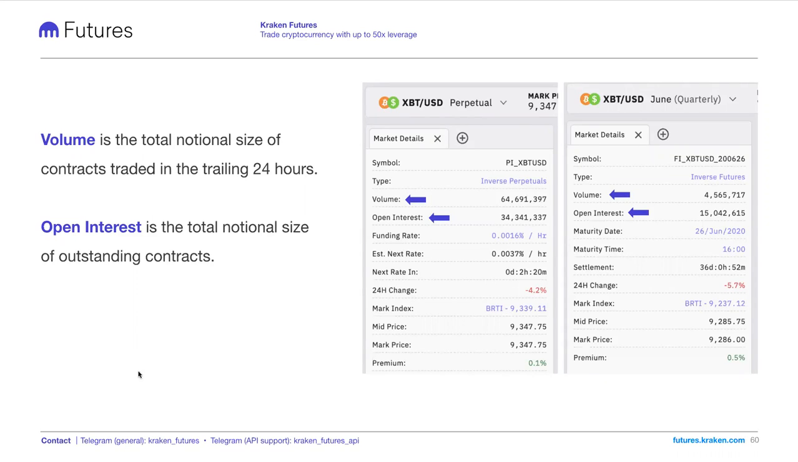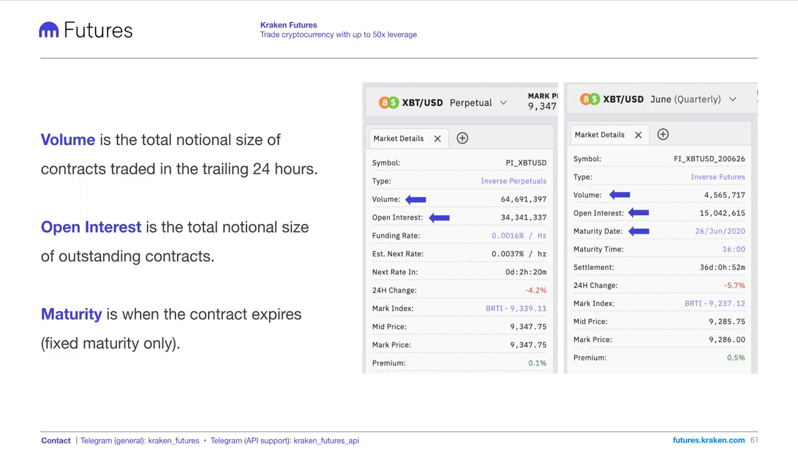So volume is the total notional size of contracts traded in the trailing 24 hours. And open interest is the total notional size of outstanding contracts. So when you see open interest, that means in this snapshot, there are exactly $34 million worth of contracts long and $34 million worth of contracts short. There's always an equal number of long and short for the open interest. It shows you the total outstanding, so it doesn't sum long and short.